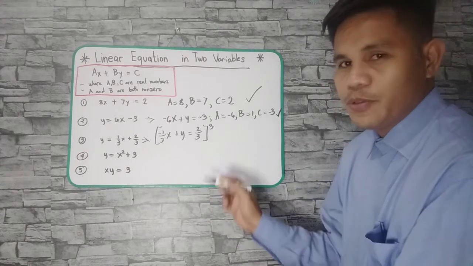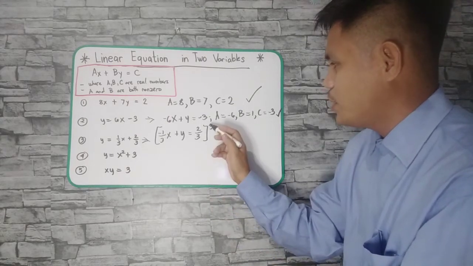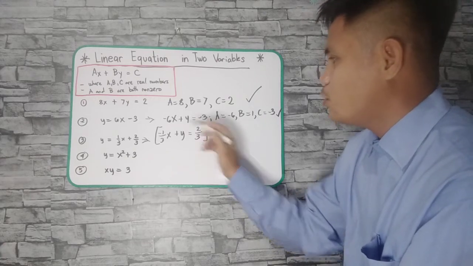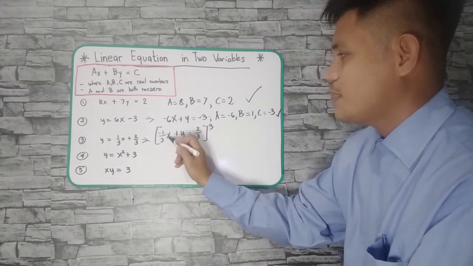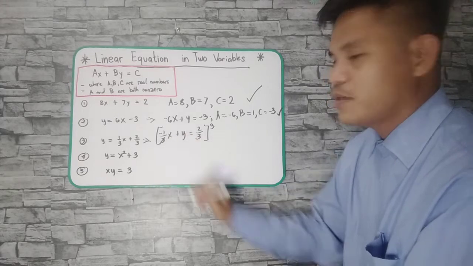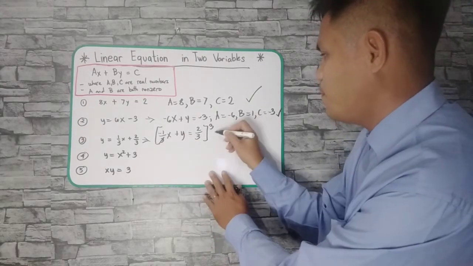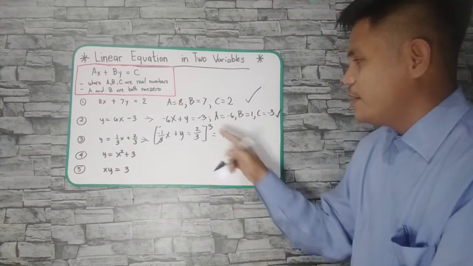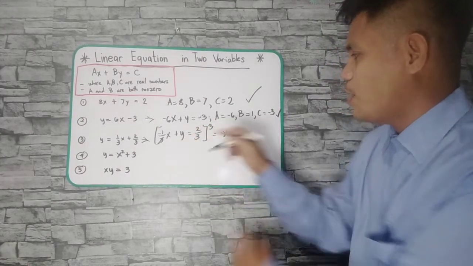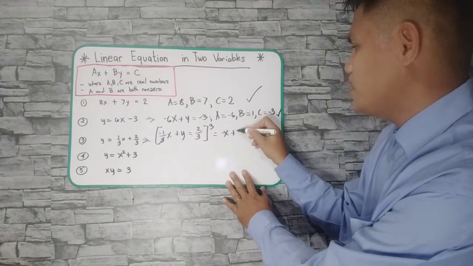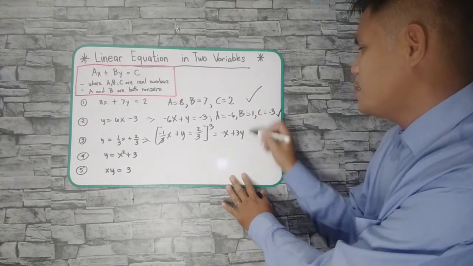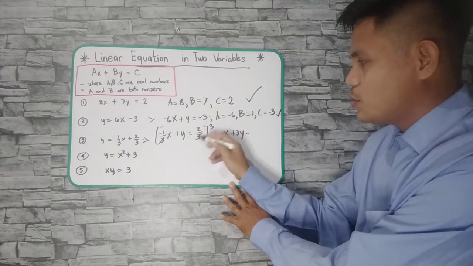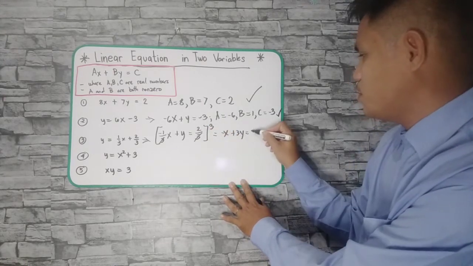Using the distributive property of multiplication, we can multiply 3 for each term. So it will become 3 multiplied by negative 1/3 times x. You cancel out 3, and that will give you negative x only. And then 3 multiplied by positive y will give you positive 3y. And then 3 times 2/3, all you have to do is cancel out 3. That will give you 2.